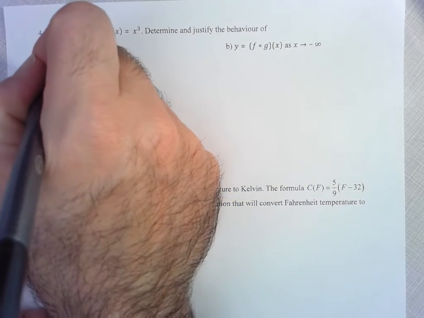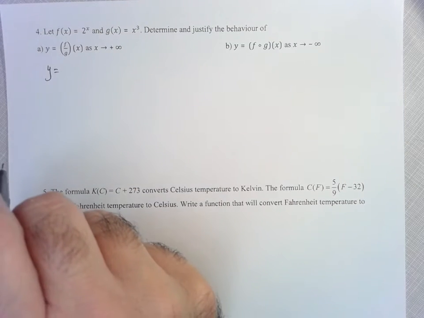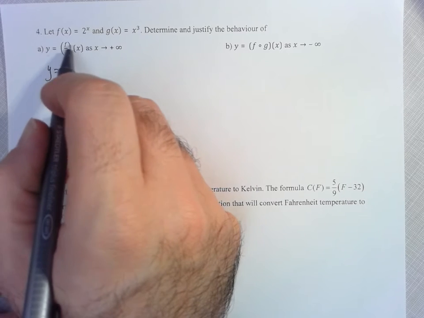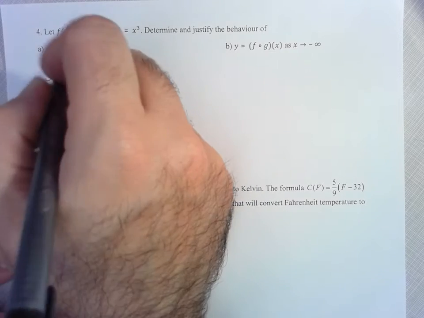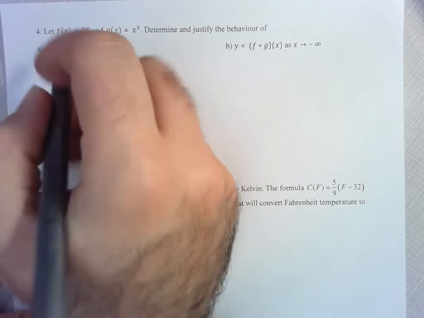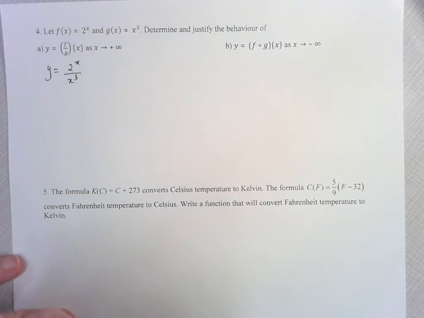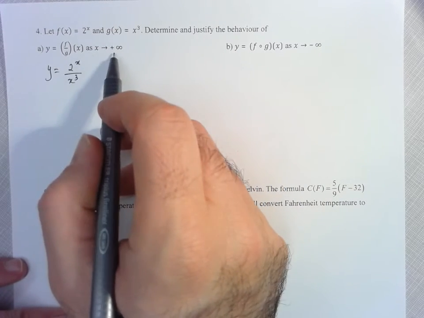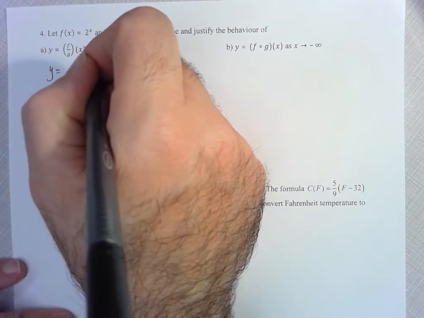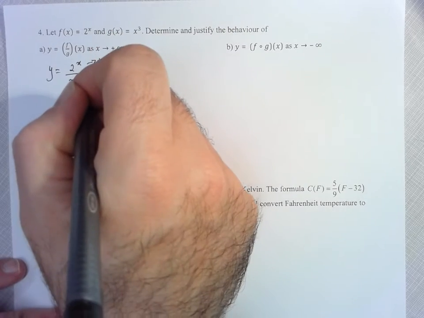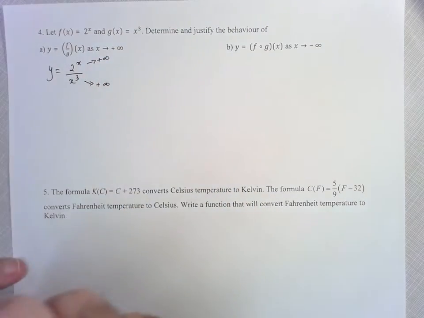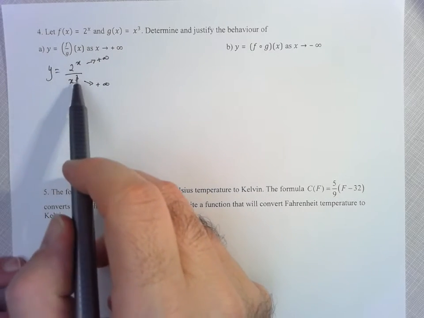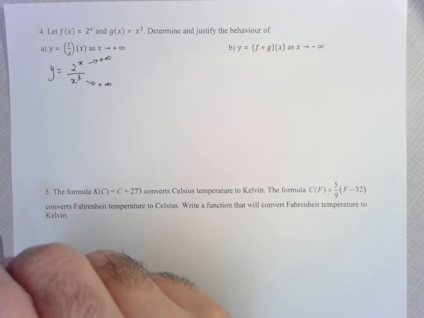So I think it's useful to actually write out the equation that you get. So you know that f over g at x is defined as f at x over g at x. So this is going to be 2 to the x over x cubed. Now, they're asking me about the behavior as x goes to positive infinity. So they both individually go to positive infinity. So I'm dividing some number that's getting very, very large by another number that's getting very, very large.